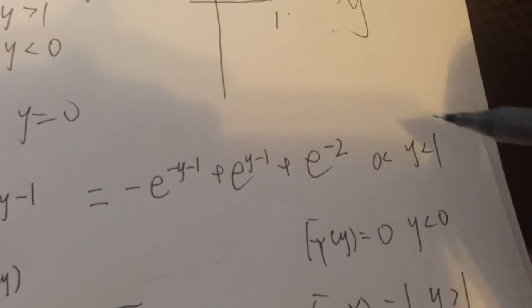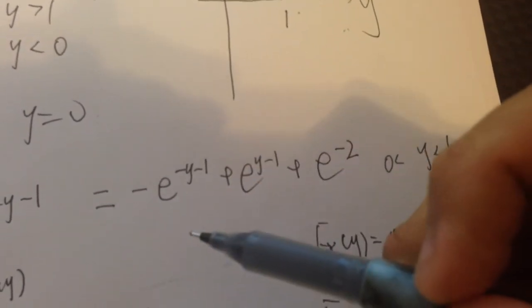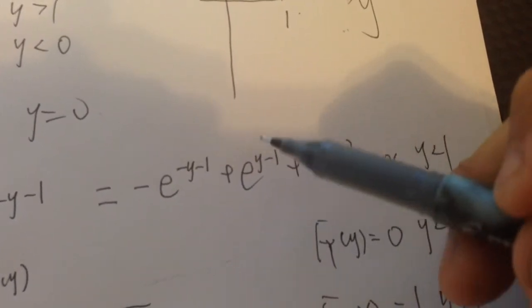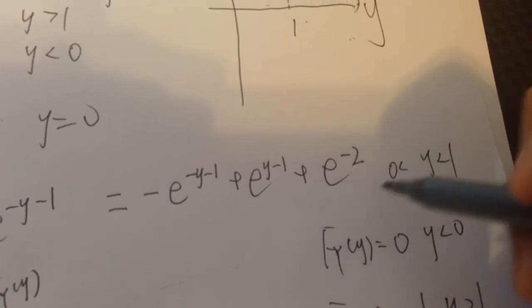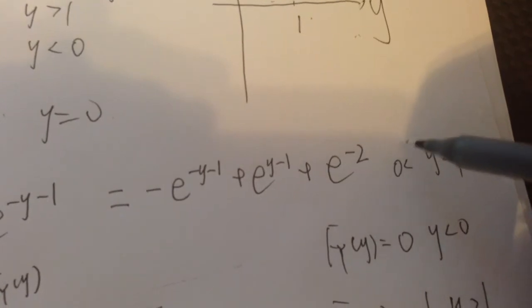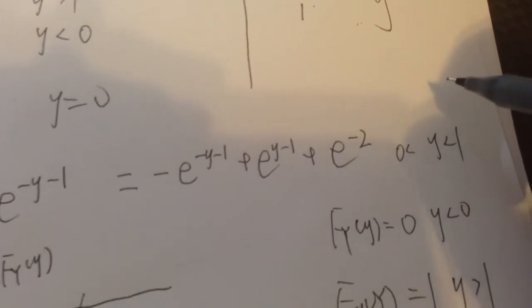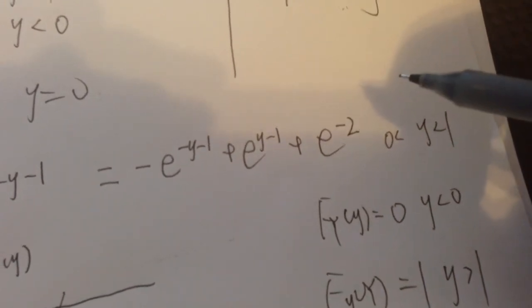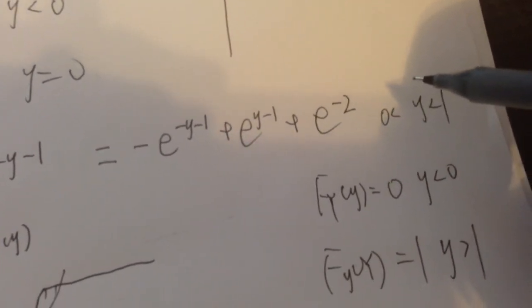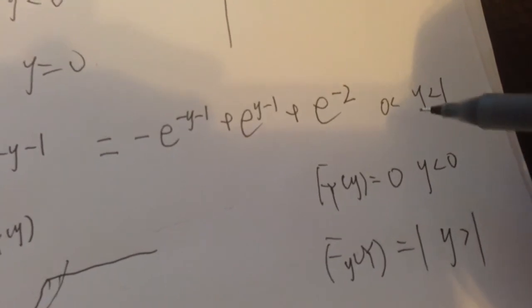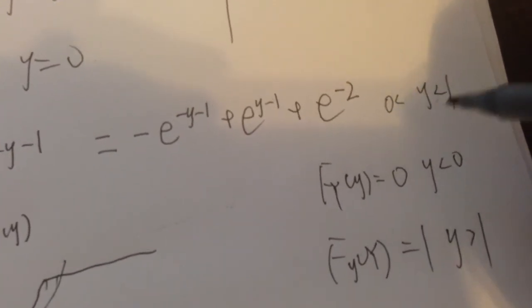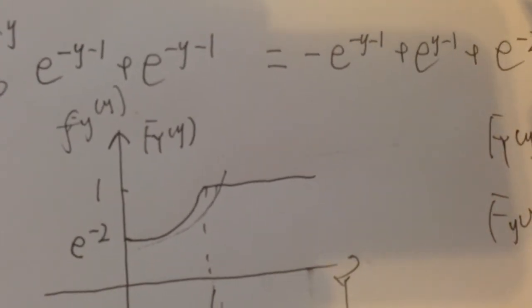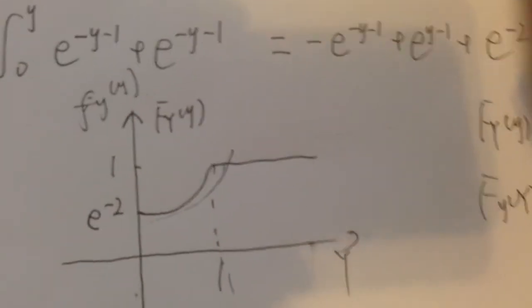So when y is between 0 and 1, we can get that it's negative e to the negative y minus 1 plus e to the y minus 1 plus e to the negative 2. And when y is less than 0, capital F(y) of y is 0. When y is bigger than 1, capital F(y) of y is 1. So here we can graph the capital F(y) of y. It looks like this.